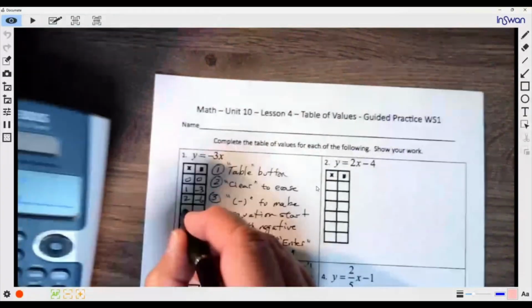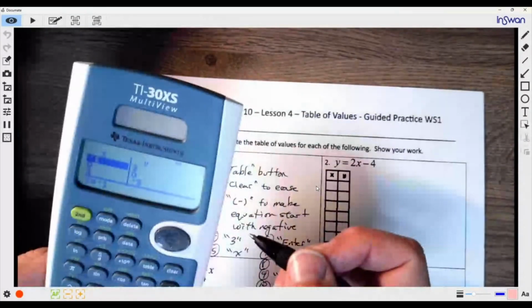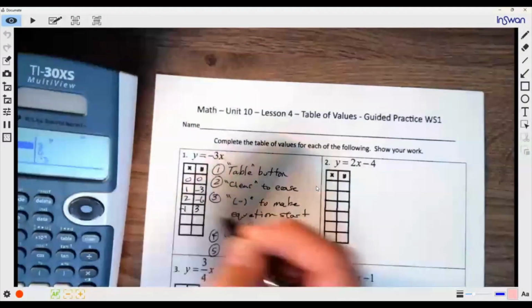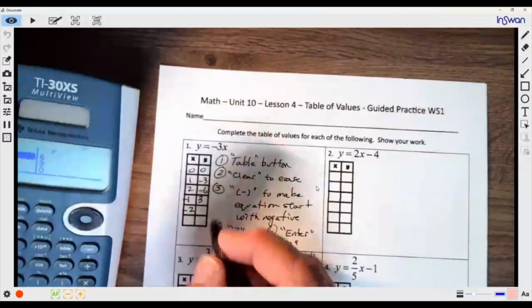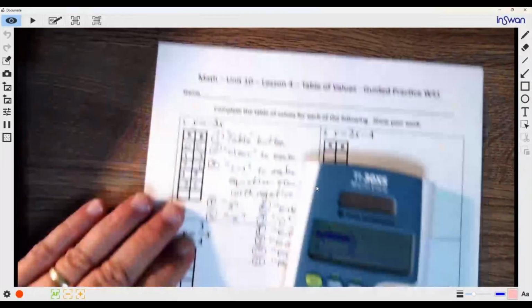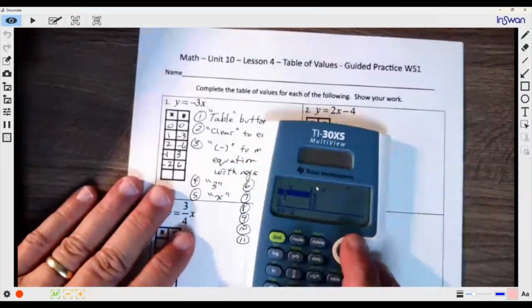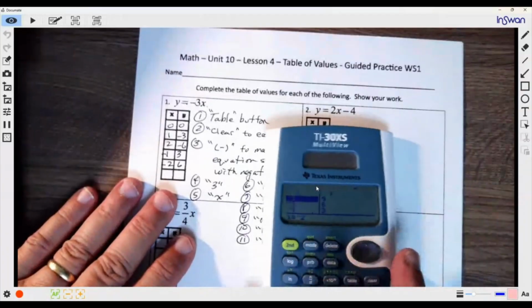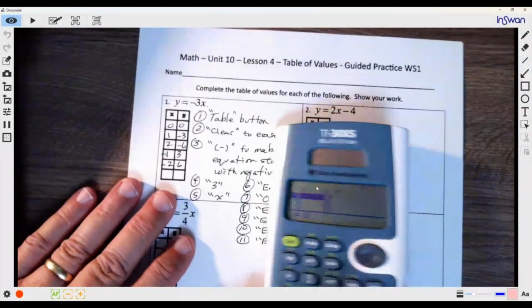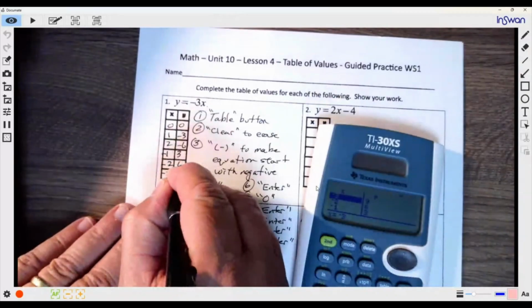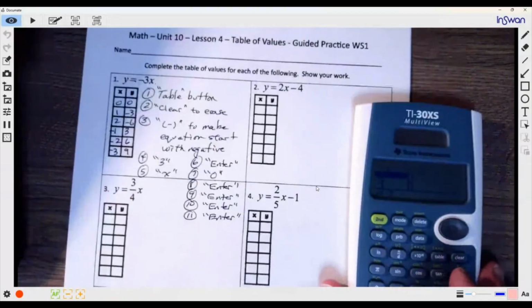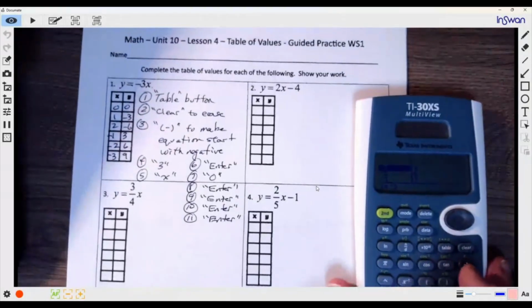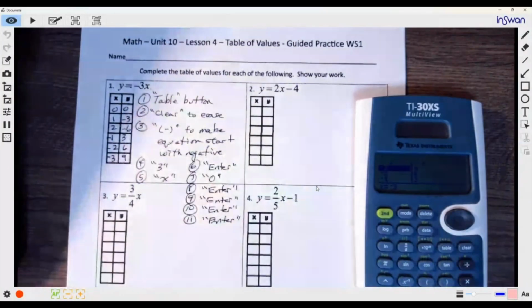So I've got -1, 3. Go up again, -2, 6. And then this is asking for one more point, so we could either do another negative or another positive. It doesn't matter. I'll go up since I'm already here. -3, 9. There's our table of values.